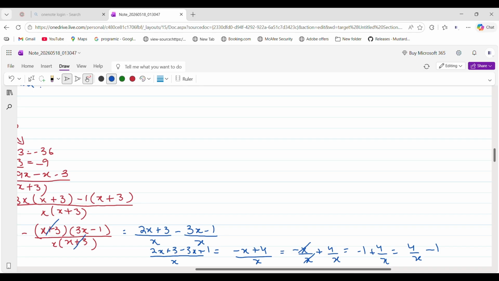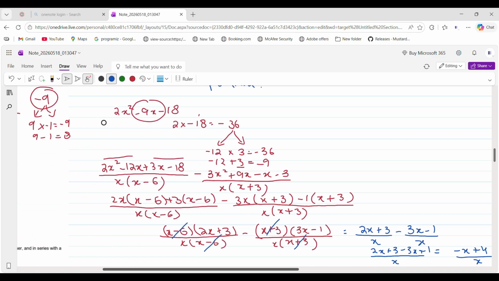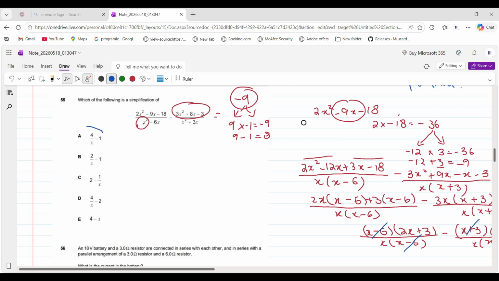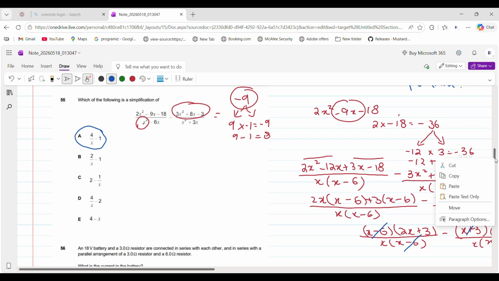Let's see if we have gotten this answer. 4 upon x minus 1, and we have gotten our first option. I hope now you are very familiar with middle term break as well. It's not difficult. Initially it might seem difficult, but I hope now it is not.